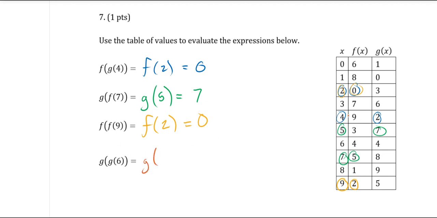Then we have g of 6. But what's g of 6? For 6, g would give me back a 4. So this is really g of 4. Now g of 4, we go to our 4. What does g say? It says 2. So this gives us a 2 overall.